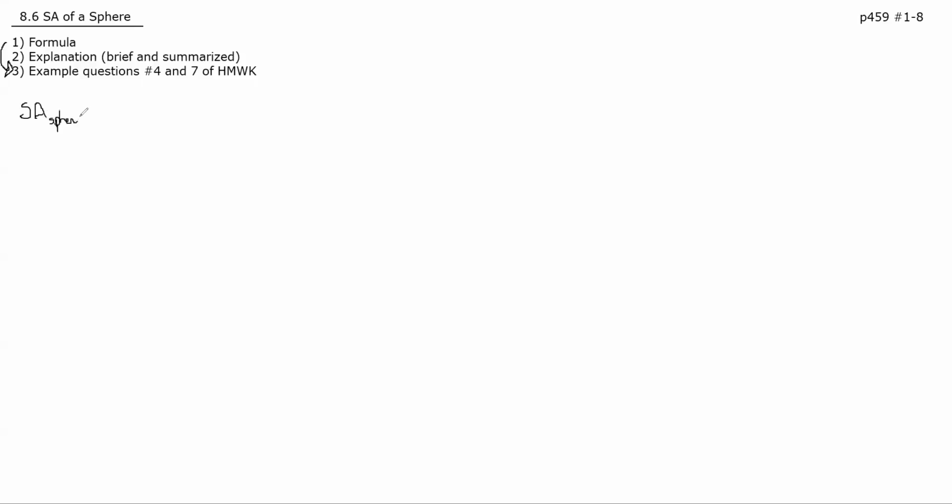The surface area of a sphere is 4 pi r squared. Does that look sort of familiar? It's essentially the formula for the area of a circle, but we're multiplying it by 4.